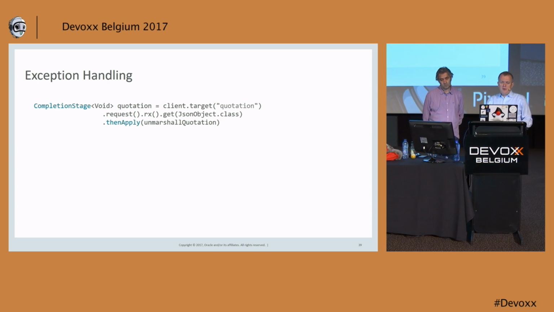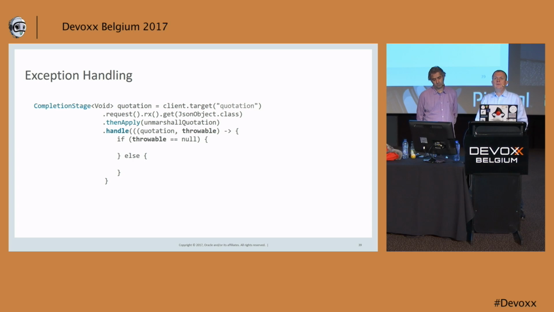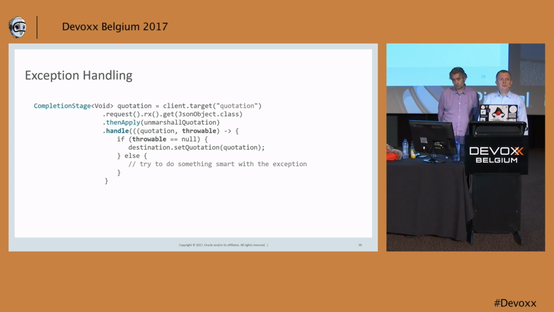This is another way of doing it. We can also call this handle method that will take the quotation and the throwable, and then if the throwable is null, set the destination. If it's not null, do something else. Try to do something smart with this exception. So inside this CompletionStage API, we have everything we need to handle exceptions and either rethrow them or deal with them in a normal way, and log them and handle them in a way that will not break the whole process of the pipeline we are doing.